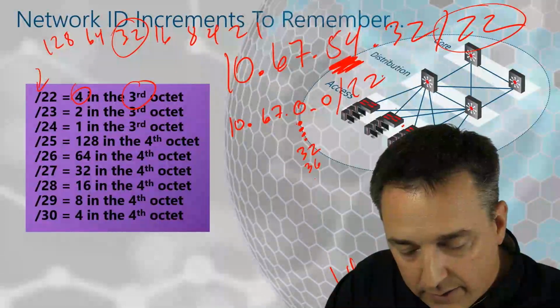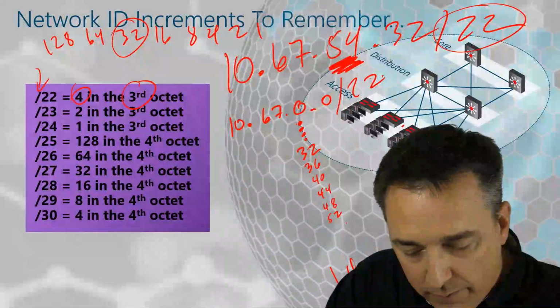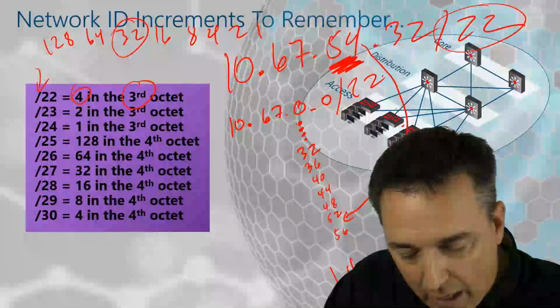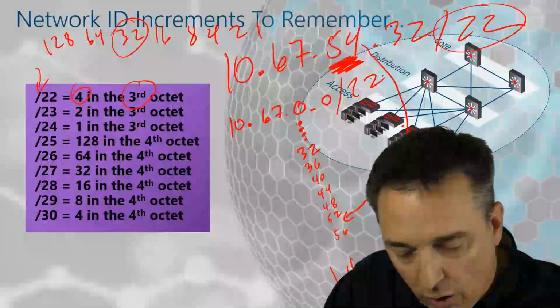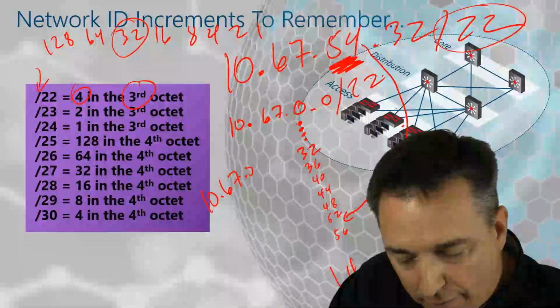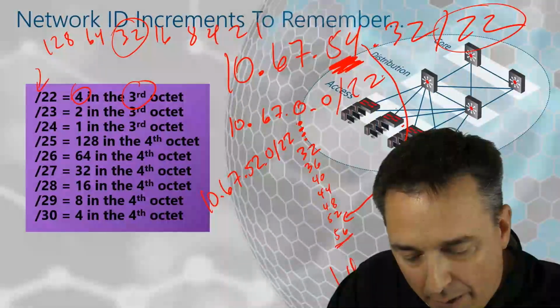So we got 36. We then got 40, 44, 48, 52, 56. Okay, I can stop. See 54? Right there. Boom. So now we know the network ID is going to be 10.67.52.0/22. We know the next network ID is 56.